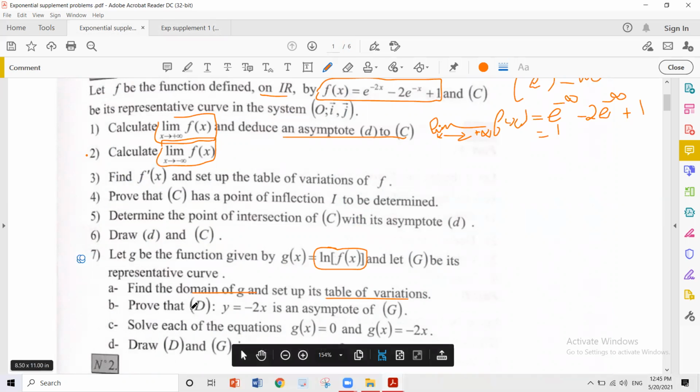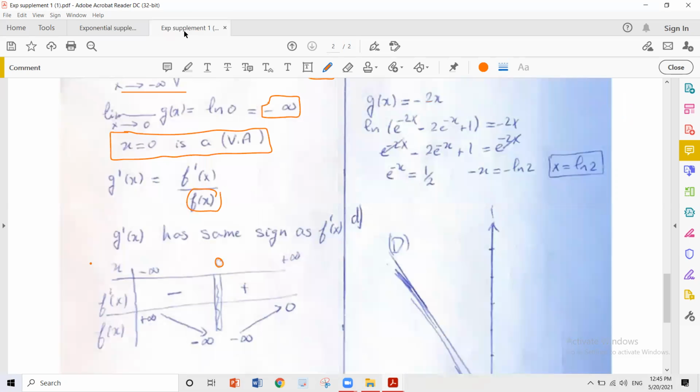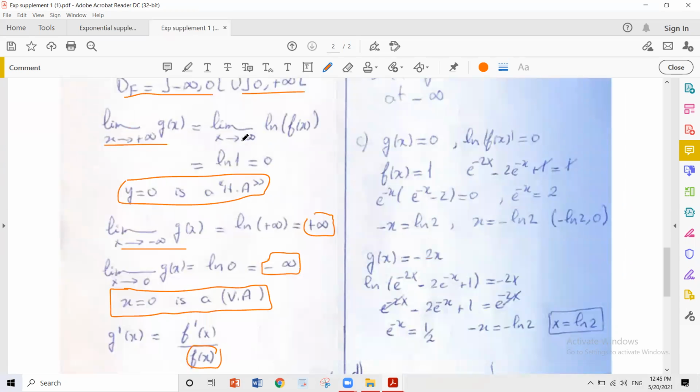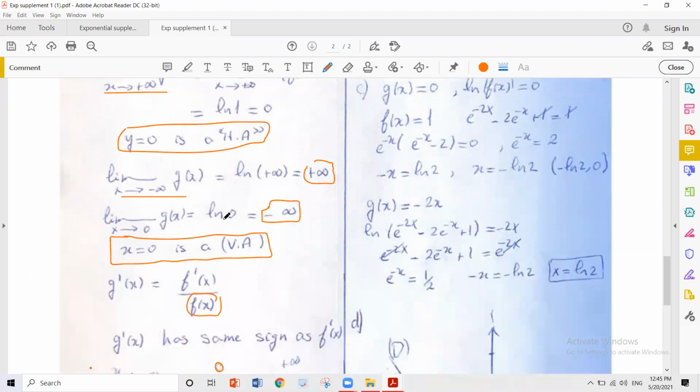Show that the line D, y equals minus 2x, is an asymptote of g. An infinity branch is an asymptote, the line y equals minus 2x. We are going to prove it at minus infinity. Why at minus infinity? Because the limit at minus infinity is infinity, while at plus infinity we get zero, a horizontal asymptote.